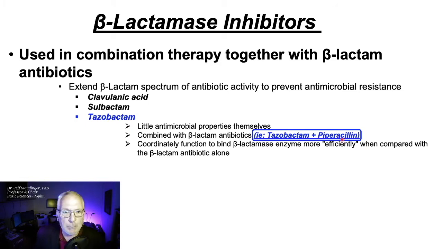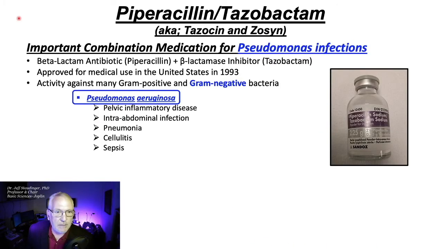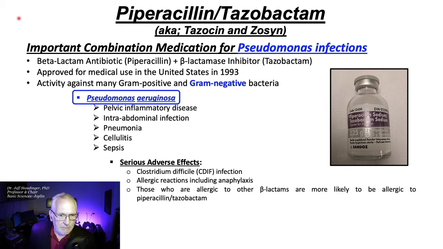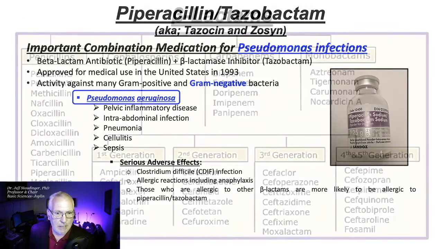When combined with piperacillin, they coordinately function together to bind the beta-lactamase enzyme more efficiently when compared with the beta-lactam antibiotic alone. The combination of these two drugs, piperacillin and tazobactam, also known as Tazocin or Zosyn, is an important combination medication for Pseudomonas infections. There are serious adverse effects associated with these two drugs, including the rise of C. diff infection and allergic reactions, to include anaphylaxis. Those who are allergic to other beta-lactams are more likely to be allergic to the piperacillin-tazobactam combination.